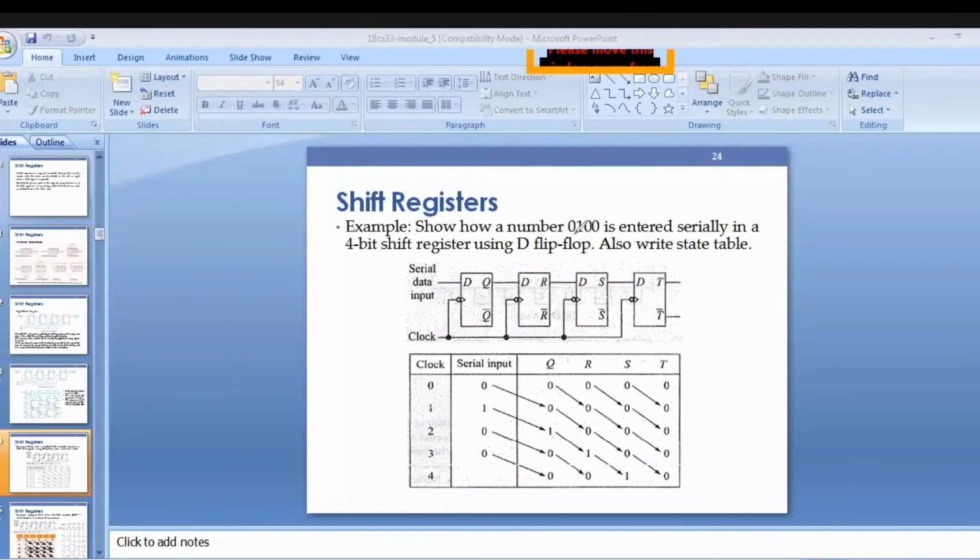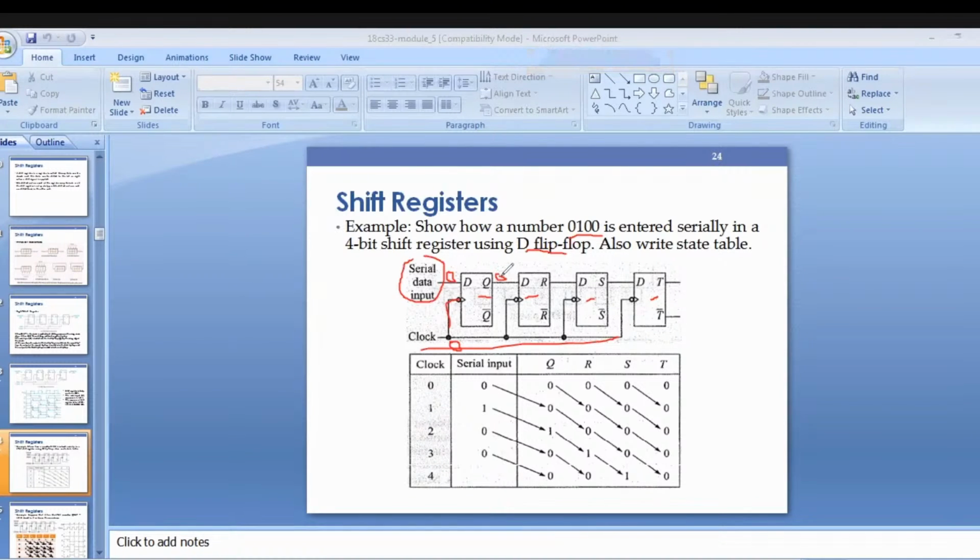How is the number 0100 entered serially in a 4-bit shift register using D flip-flops? You can draw these 4 D flip-flops: 1, 2, 3, and 4. This is for my serial data input, and this is connected to the clock. See here, the first input I will shift in serially. My input is 0, 1, 0, 0. The first serial input is 0. When the serial data input is 0, the clock is also disabled, so the output will be 0.